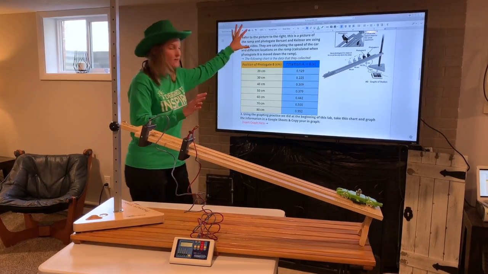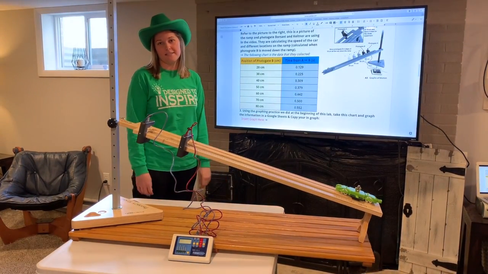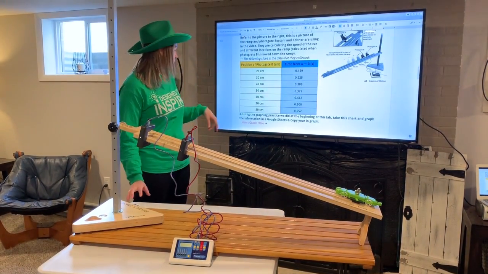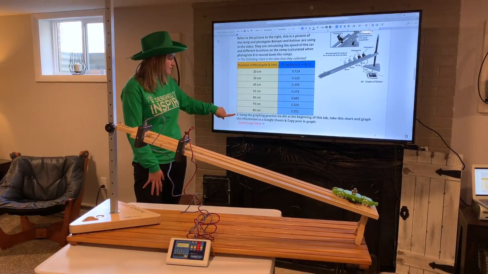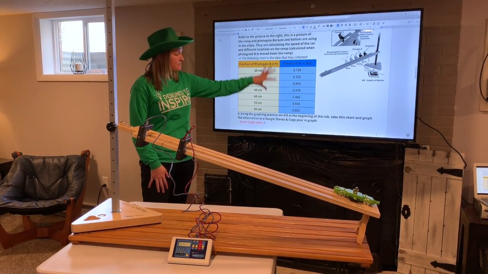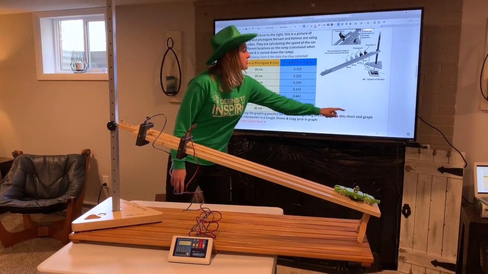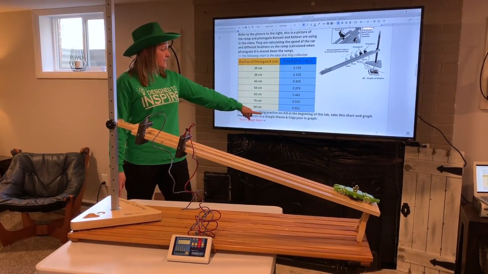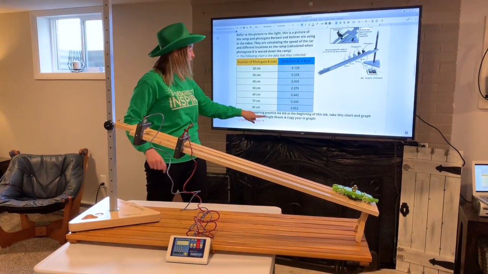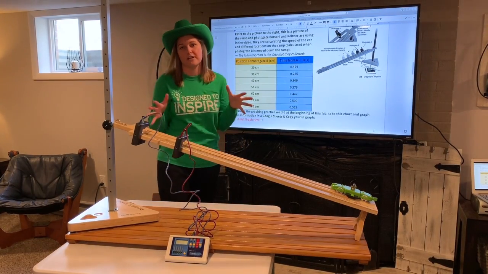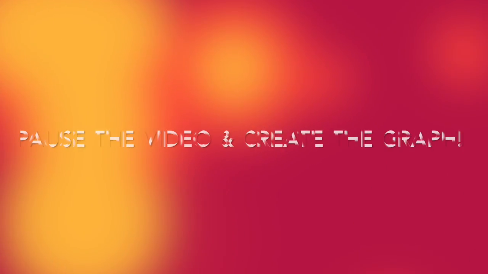So we already did the graph and data for you, and now we're moving on. Step 3 says using these numbers, you're going to take this chart and graph the information, and just like we did in the beginning, you're going to go to Google Sheets and create your own graph for our data.